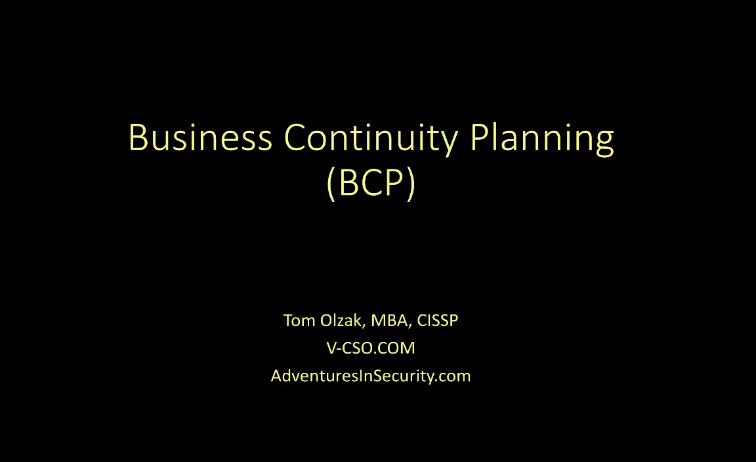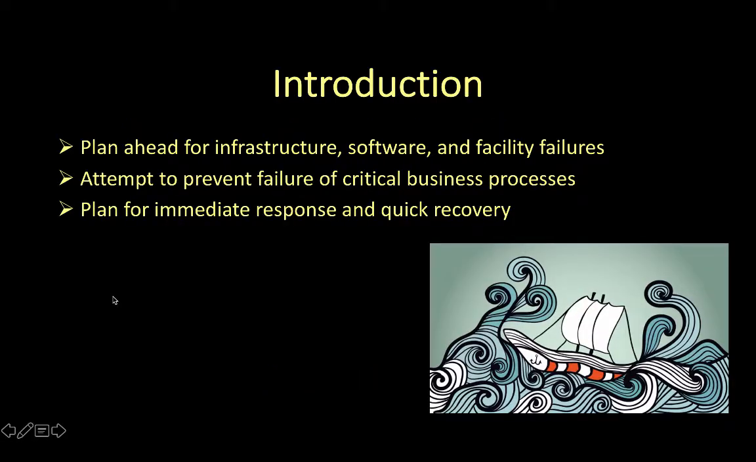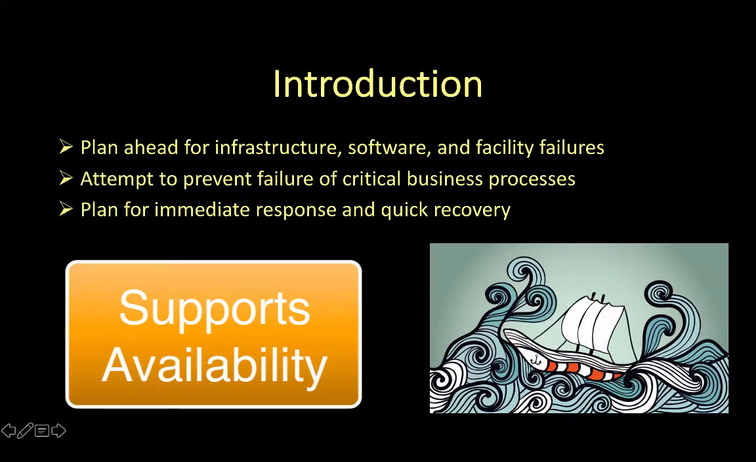In this episode, we're going to talk about business continuity planning, how to develop a business continuity program, and how to manage it over time. Business continuity planning, or contingency planning, is an important part of security. It directly supports the availability portion of the security triad: confidentiality, integrity, and availability.